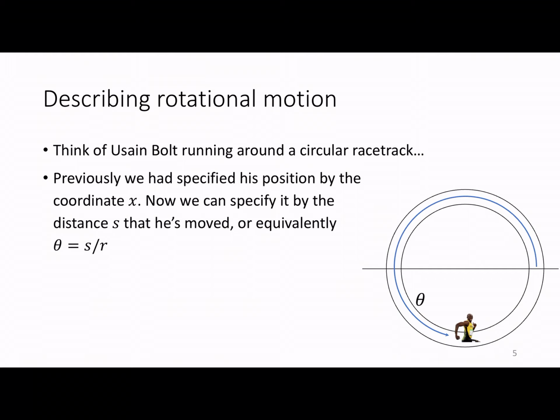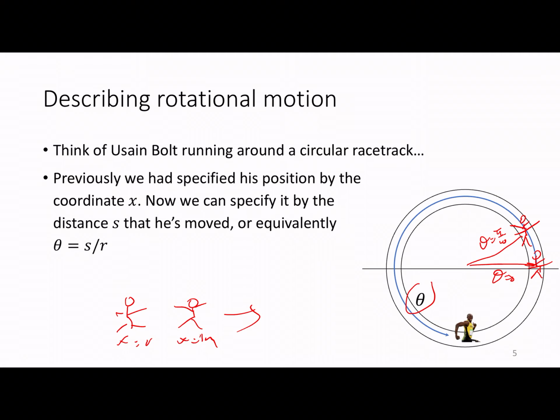Previously, as Usain Bolt was running, I specified his position by where he was in the x direction. So x equals 0, x equals 1 meter, whatever, as he moves along. Here, when I'm running on a circular track, I could also just specify his position by the angle theta. So here theta equals 0, here theta is pi over 10, something like that. And as I go around, the angle theta tells me where I am along the circle.